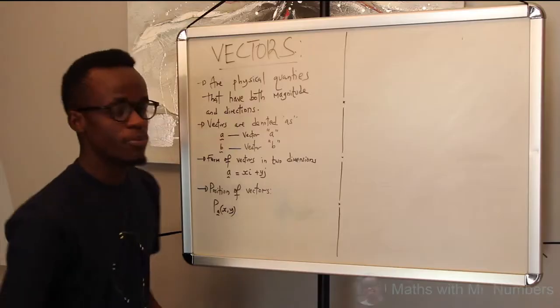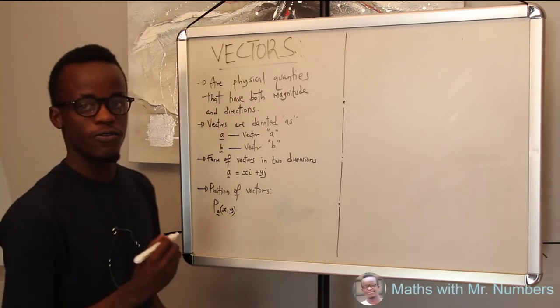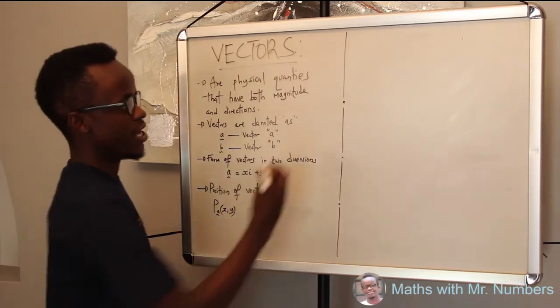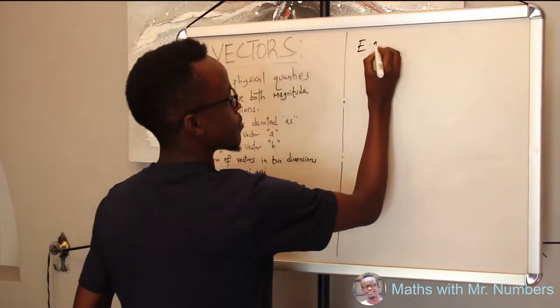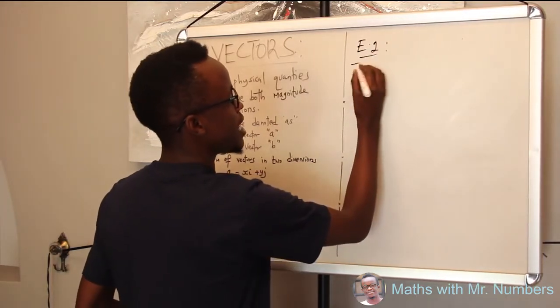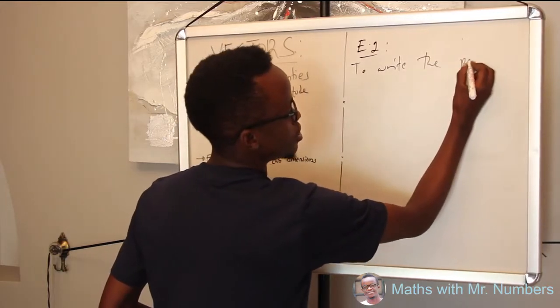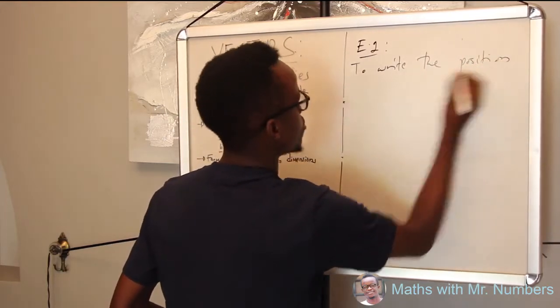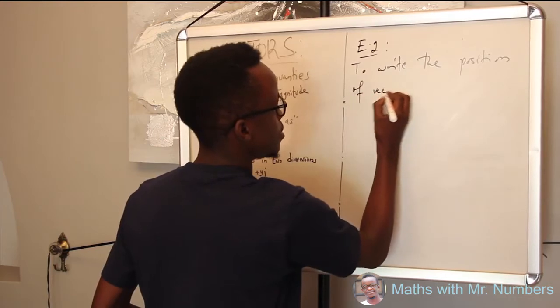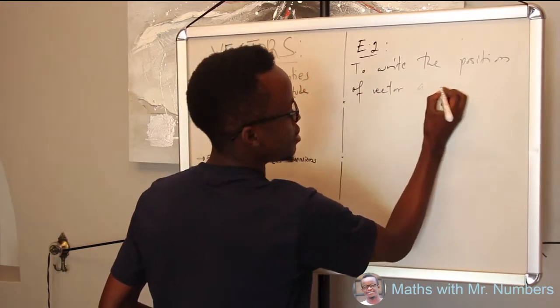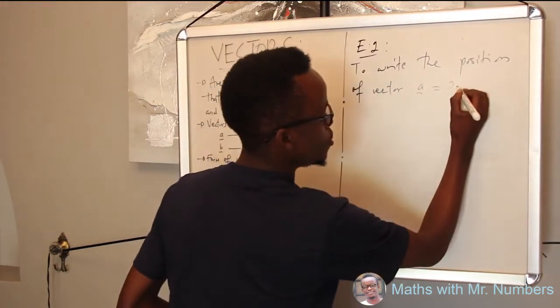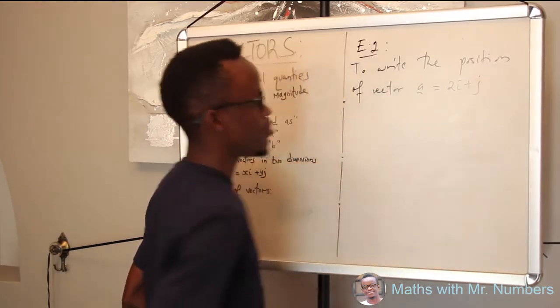Position of vectors. The position of vectors is written in the form of x, y at the coordinate. Example, to write the position of vector A equals 2i plus j.